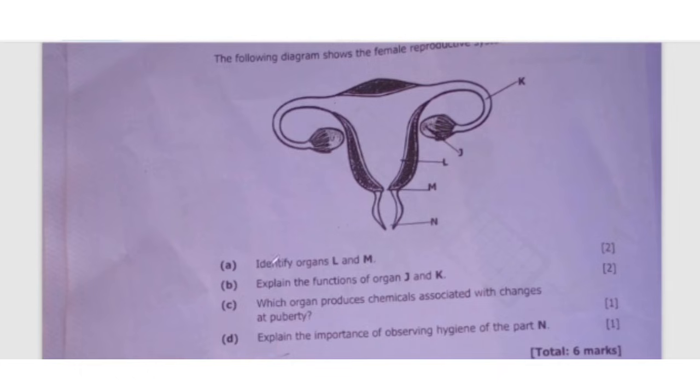The first question is: identify organs L and M. L is this one and M is this one. So L is here. We are going to say this is the uterus. So that is the uterus.